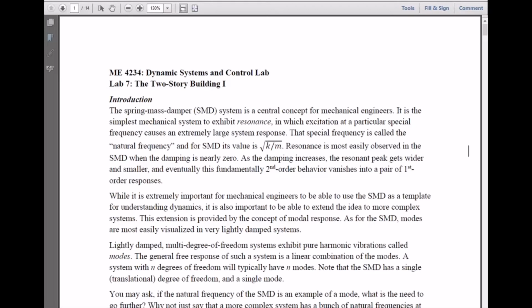Today I'm going to walk you through Lab 7, and Lab 7 is about the two-story building. This is about the multi-degree-of-freedom system that we learned in ME 3333 Systems and Vibrations. So I trust that you already did your homework, passed the homework quiz, and listened to the lecture, not necessarily in that order.